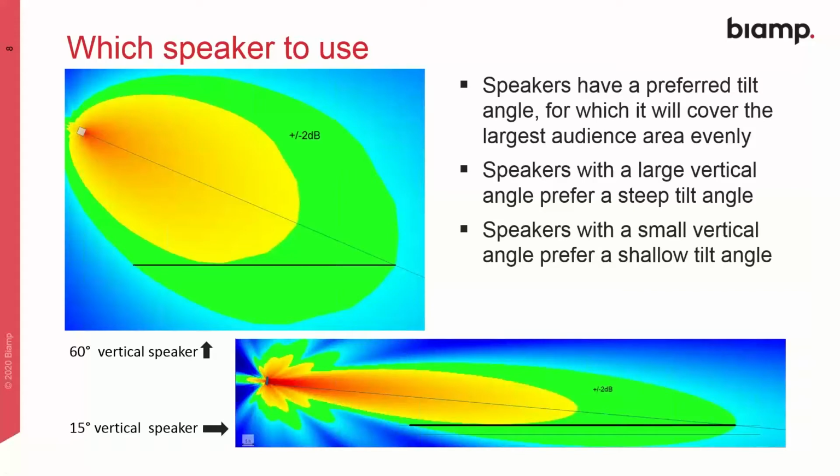So when you're looking at a new speaker for the first time, take a look at where it covers. Try to determine what it prefers as far as a tilt angle. Speakers with a larger vertical angle prefer a steeper tilt. Narrow vertical angle, like an antithesis or a line array, wants to be at a very shallow angle, and obviously a lower mounting position as well.